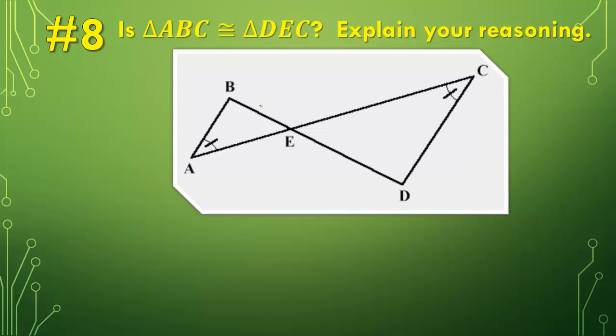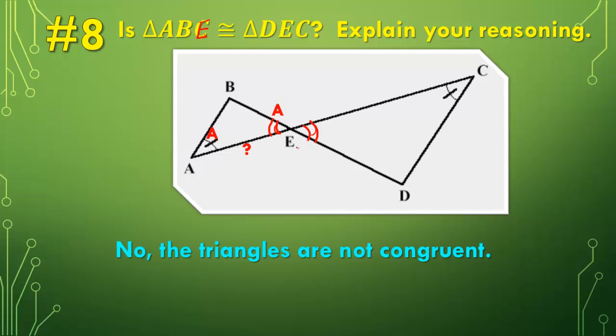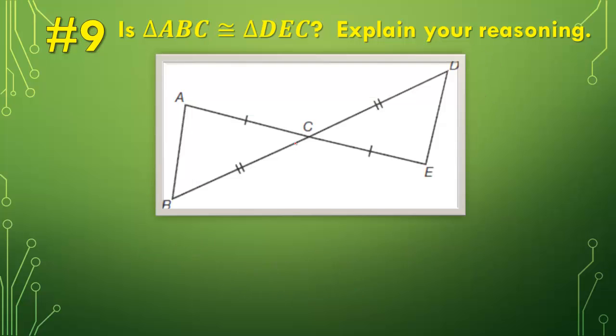Are these triangles congruent? Triangle ABC. No, that's not triangle ABC. It should be ABE and DEC. Are those congruent? Well, we've got two angles there that are congruent. We've got our vertical angles here that are congruent, but that's all we have, so we don't know that they're congruent. Not possible.